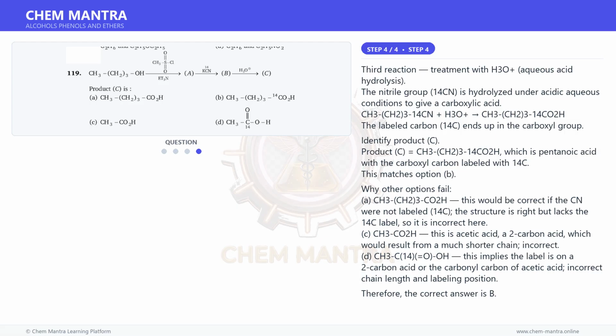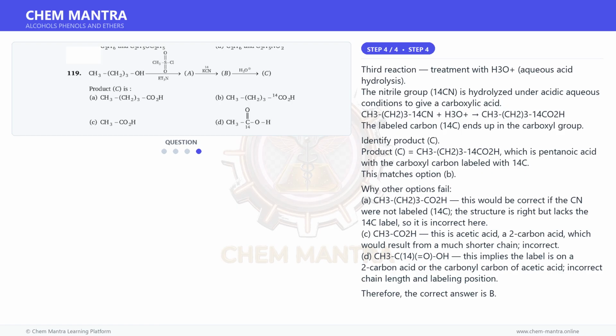And for the final step. Third reaction, treatment with H3O+, aqueous acid hydrolysis. The nitrile group, 14CN, is hydrolyzed under acidic aqueous conditions to give a carboxylic acid. CH3(CH2)3-14CN plus H3O+ gives CH3(CH2)3-14CO2H. The labeled carbon, 14C, ends up in the carboxyl group.